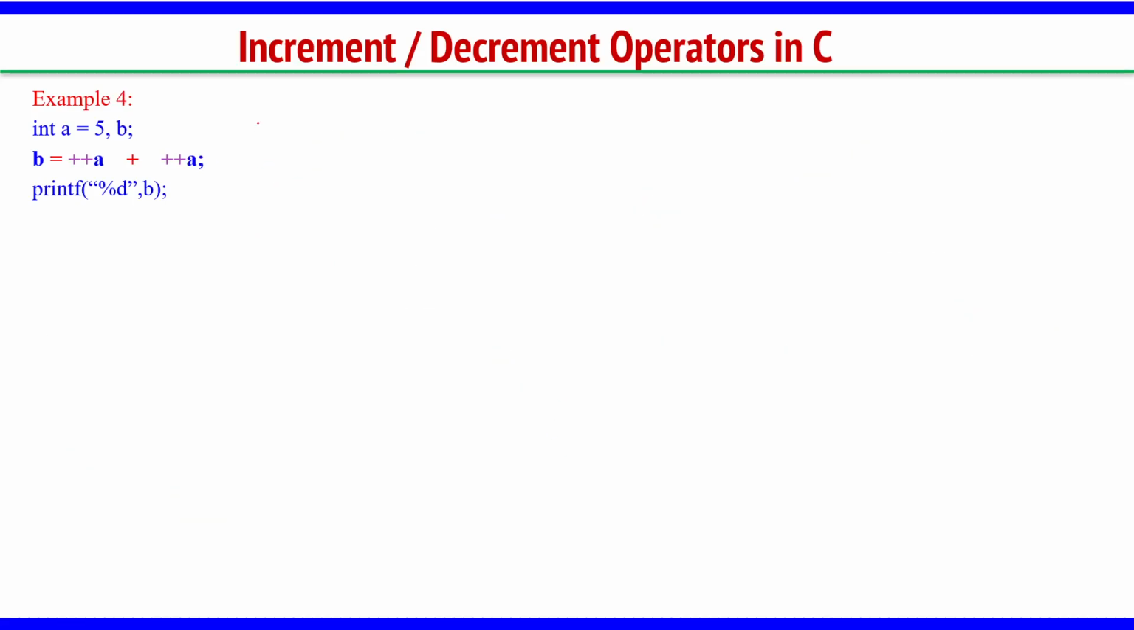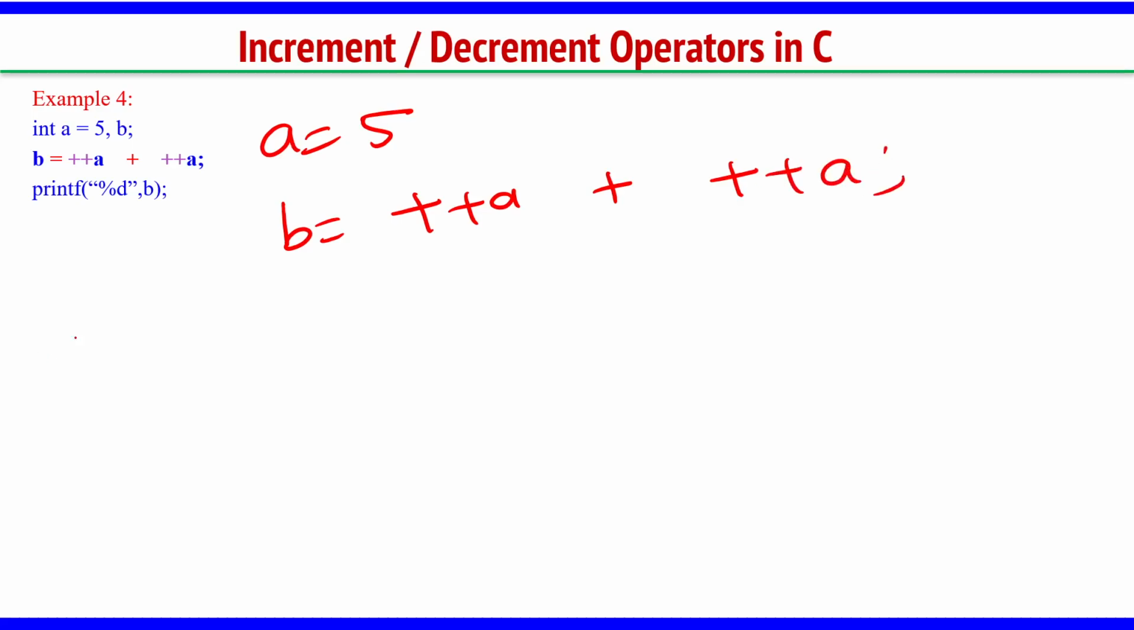And this case, yeah, this is a typical case, and there is a lot of discussion on how the compiler is designed. Can you guess this answer? Both are pre-increments. Both are pre-increments. Can you guess the answer? ++a + ++a.